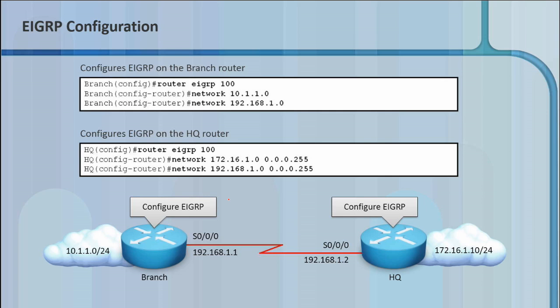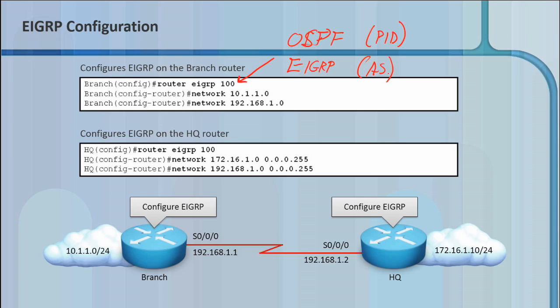How hard is this to configure? Really, really easy. We say router EIGRP, and we specify a number. The number is the most important thing to keep your eye on. In OSPF, this didn't matter. It was a process ID, which is locally significant to the box. Inside of EIGRP, however, this number is an autonomous system number.